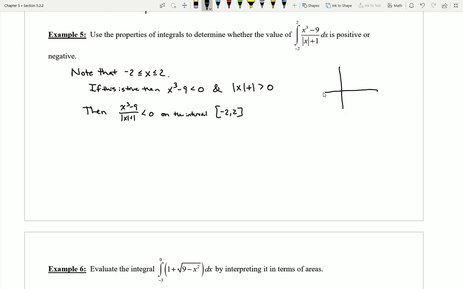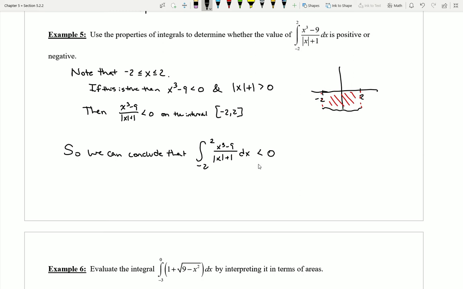I have to know that this function from -2 over to 2 exists, say, somewhere down here. And if that's the case, then certainly the area between it and the x-axis is going to ultimately be negative. So we can conclude that the integral from -2 to 2 of x to the third minus 9 over absolute value of x plus 1, I don't know what the value is, but I know it's not 0. I know it's not positive. It must be a negative value.